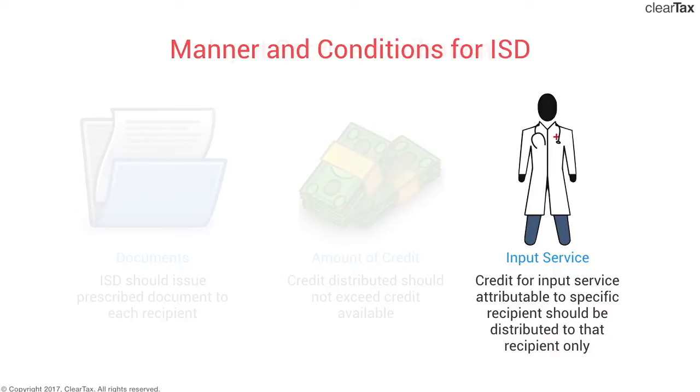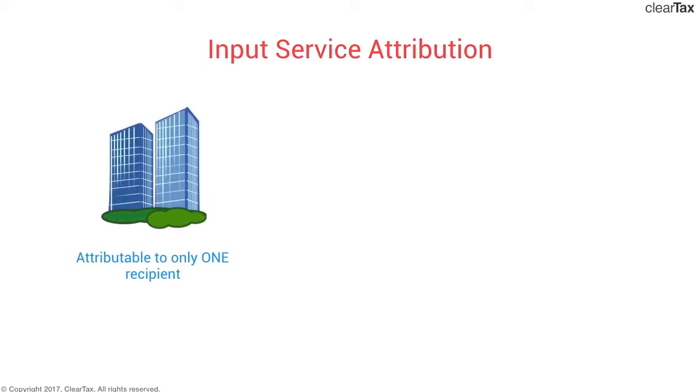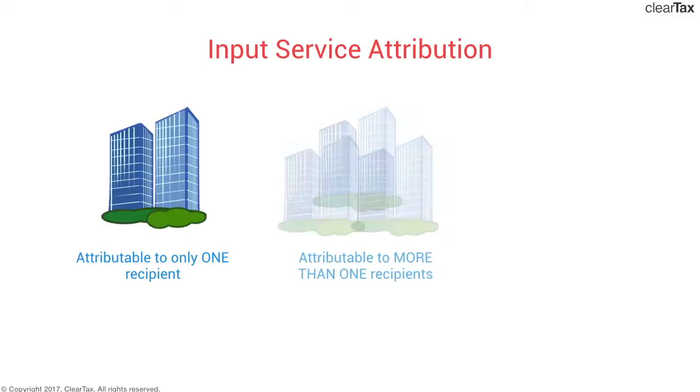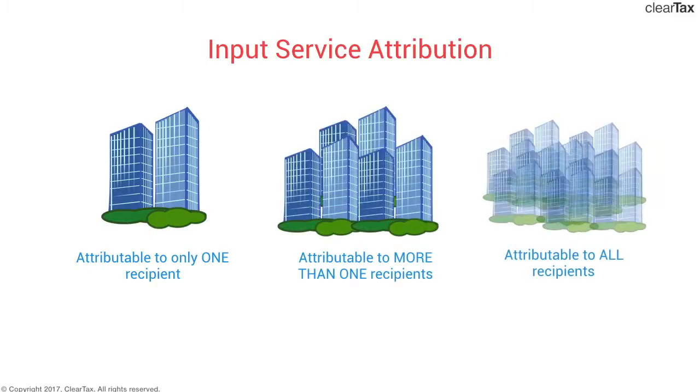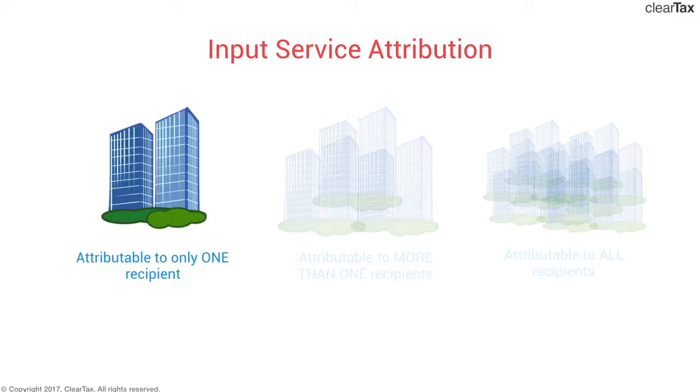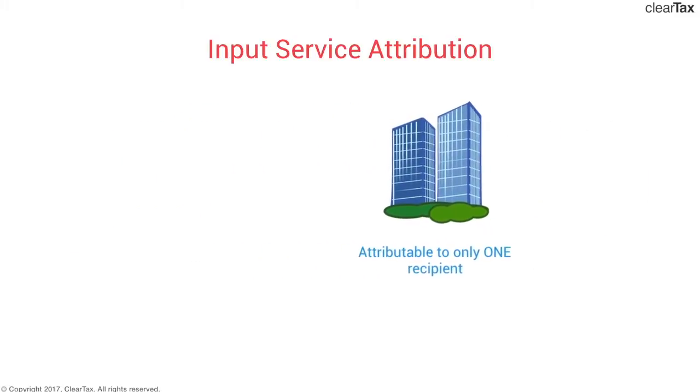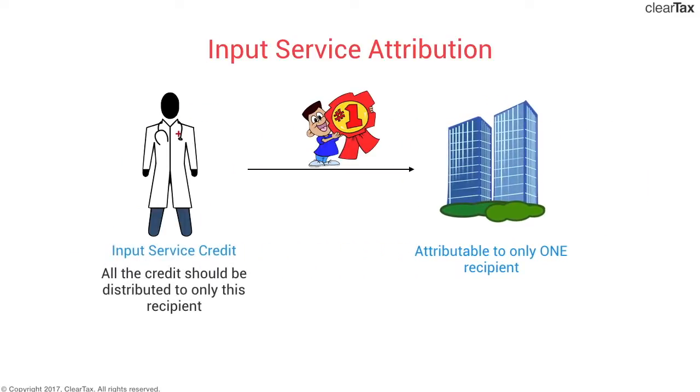There could be three situations: where the input service is attributable to only one recipient, where the input service is attributable to more than one recipient, and where it is attributable to all recipients under the same PAN. The first situation, where it's attributable to only one, it's very easy. All of the credit which is related to this input service will have to be transferred, will have to be distributed to that recipient only.